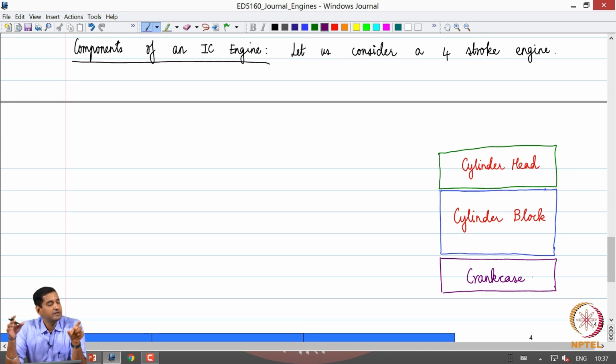So this component called the crankshaft is mounted in the crankcase, and in a 4-stroke engine the crankcase also serves as a sump for collecting engine oil. So you have engine oil for lubricating the components in the engine. So the crankcase also acts as a sump for the engine oil.